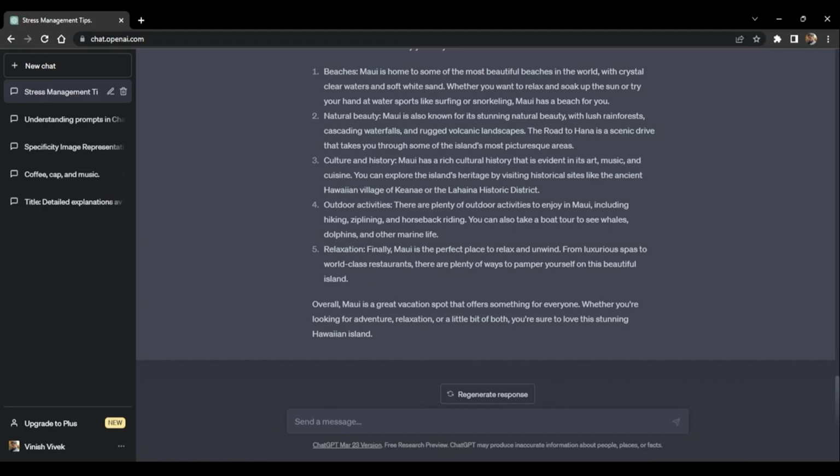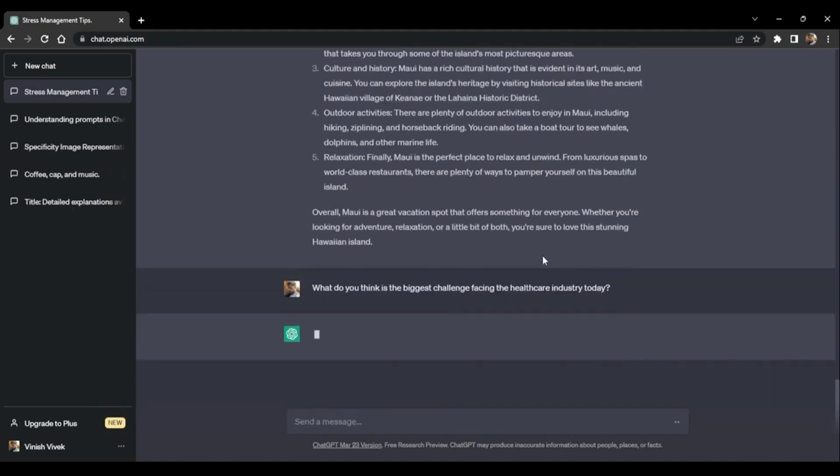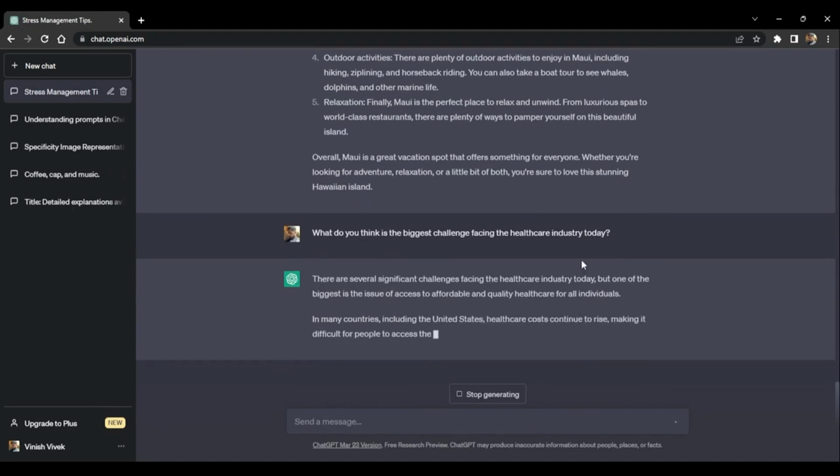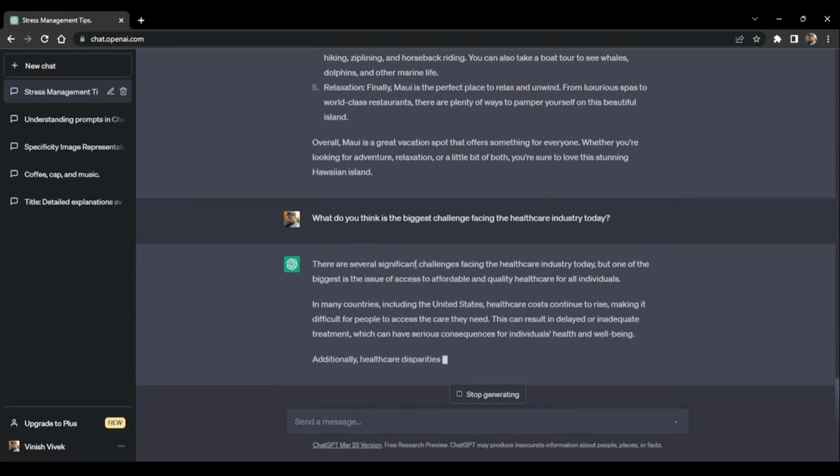And at the same time, when we talk about the different types of prompts, we mentioned open ended prompts, right? So, this is a kind of open ended prompt. Another example of an open ended prompt is something like, what do you think is the biggest challenge faced in the healthcare industry today? And then it gives you a set of reasons why the healthcare industry is facing a lot of challenges.